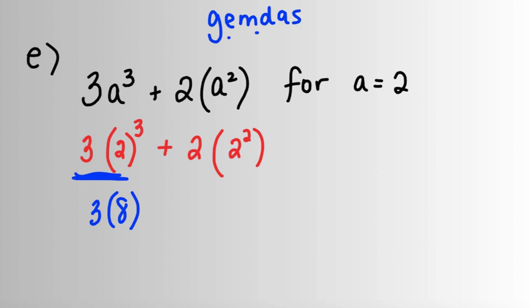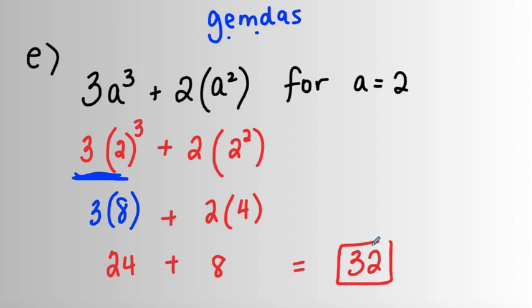All right, so 3 times 8 gives me 24. Now I go to the other side. I've got parentheses, so 2 squared is 4. So 2 times 4 is 8. And now I can evaluate that. I can add them together and get 32.